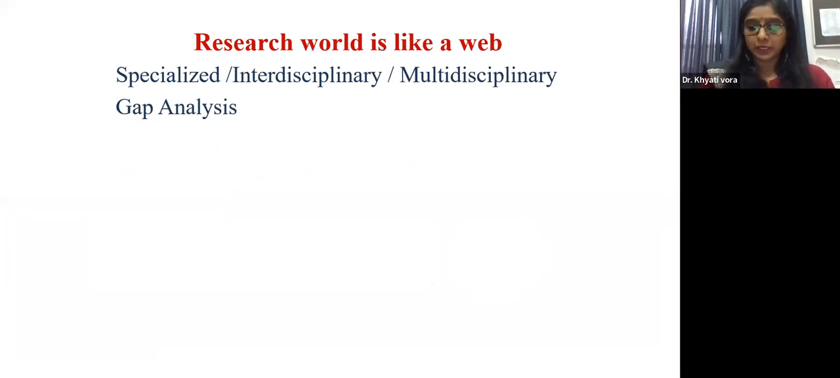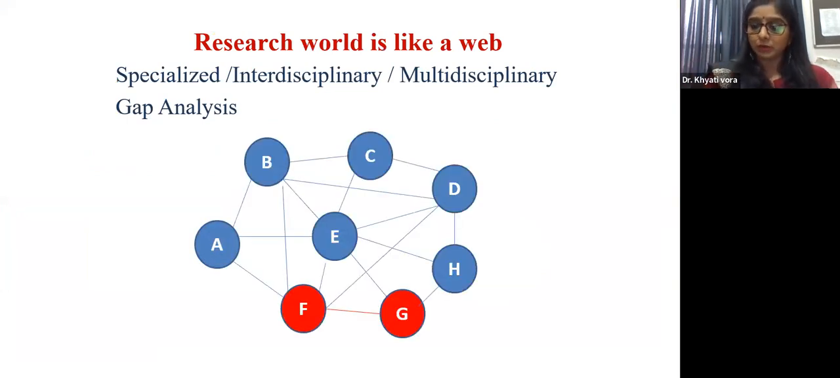Okay. Now, what is research all about? It's like a web. Everything is connected in research. Any area that you pick up for your PhD also has to be interconnected. Any next paper that you are writing should be connected to your earlier paper.